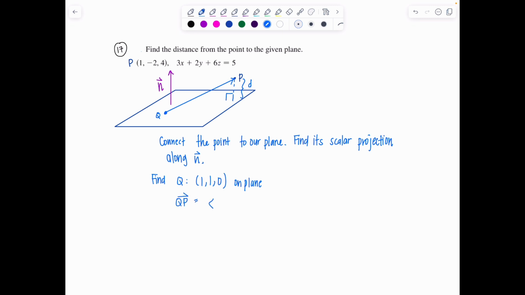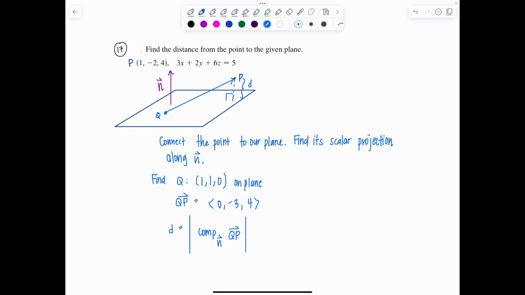So the components would be 1, -3, no, excuse me, 0, 0, -3, and 4. Okay, that connects the point to our plane. So the distance, now I don't know which vector might be longer, so let me just take the absolute value of the scalar projection just to make sure it's not negative. The distance is going to be the absolute value of the scalar projection of that vector QP along n.